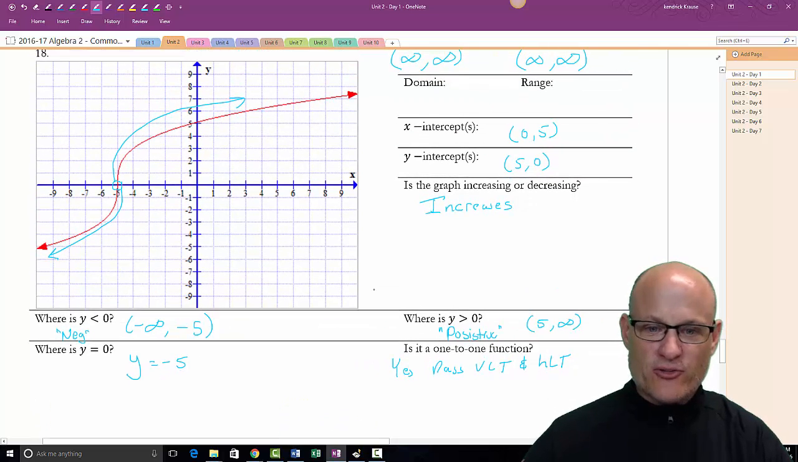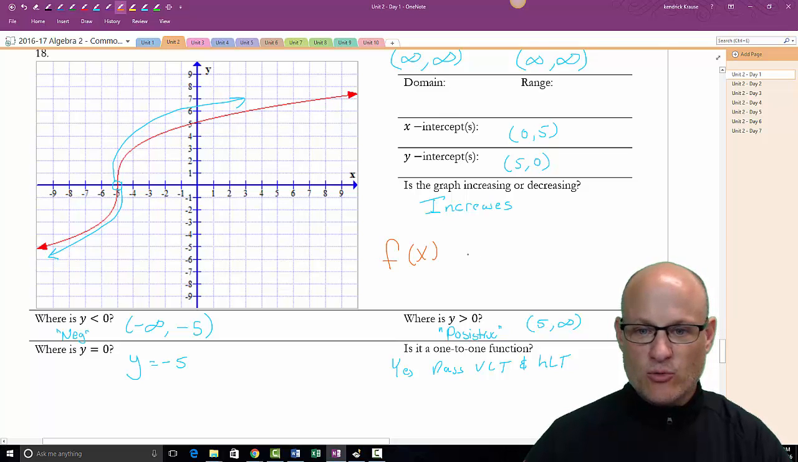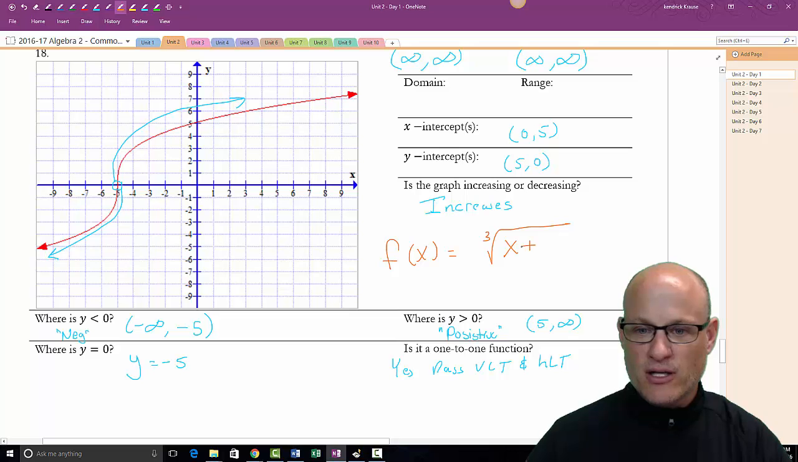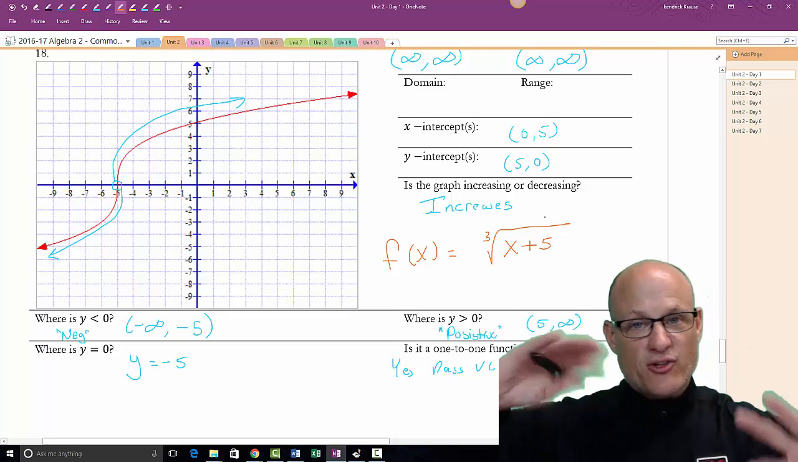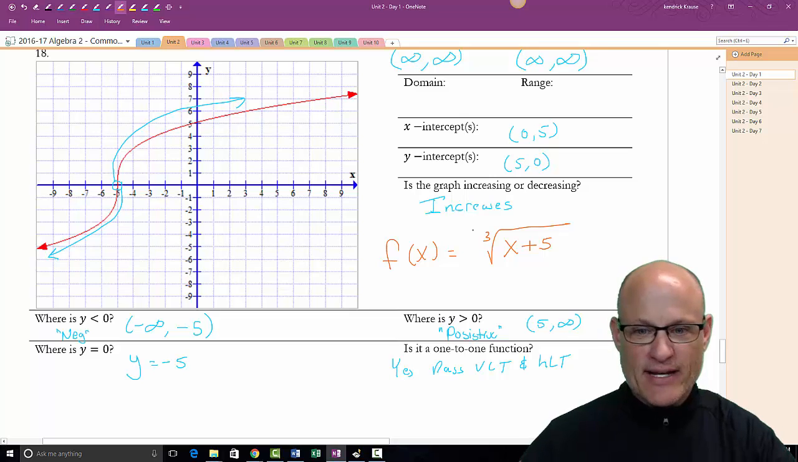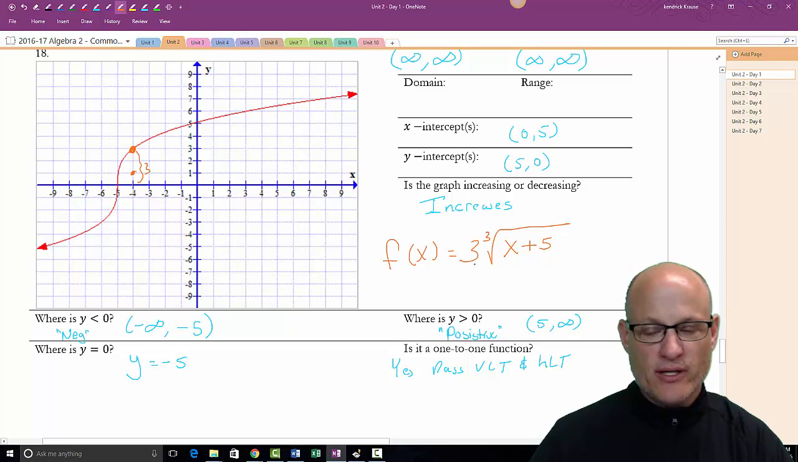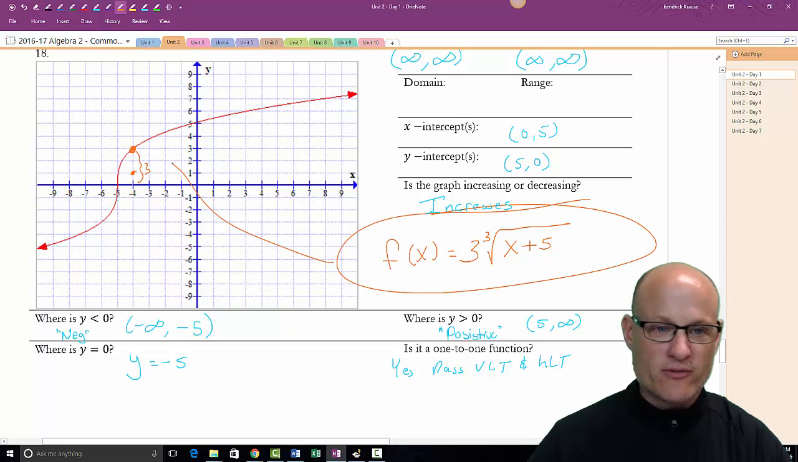By the way, if I had to write this function, clearly this is a cube root function, so we're going to write f of x equals. Now I'll just put a cube root in there. All right, so we move to the left 5, x plus 5. There was no reflection in the x-axis, so I don't have to worry about a negative out front. But it does have a number out front, because normally I would go over to the right one and up one. In this case, I went over to the right one and up 3. So my number in front is a 3. And that's it. That would be the equation for this function.